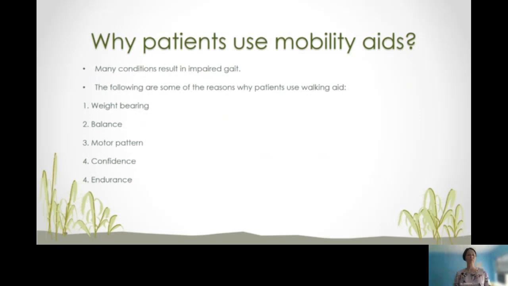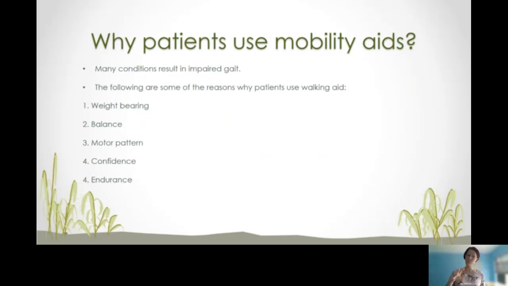So why do you think patients use mobility aids? It is ultimately when their gait, when their walking is impaired. Different reasons that can happen. Of course, can be after a stroke, after a knee operation, after a hip replacement, after a sprained ankle, sometimes to just help them heal up.